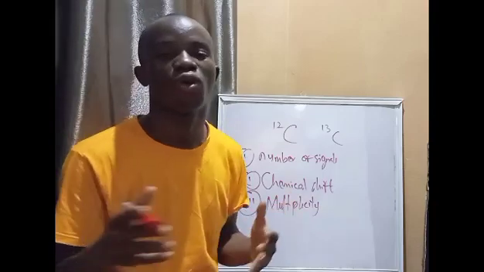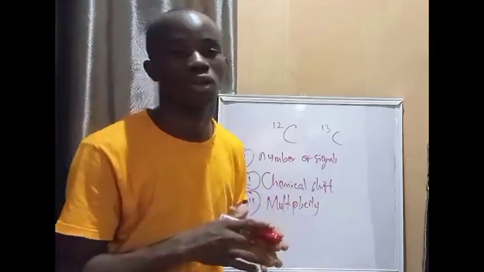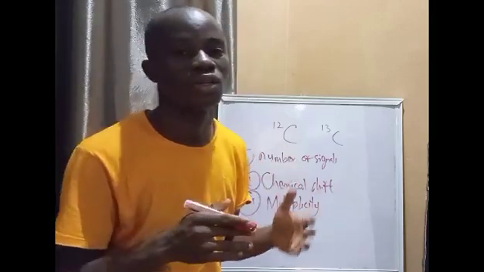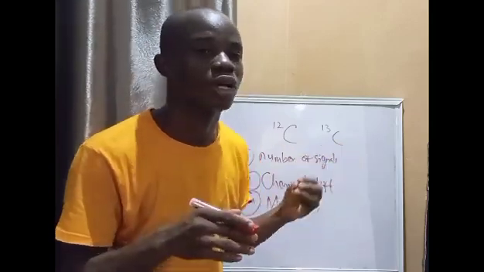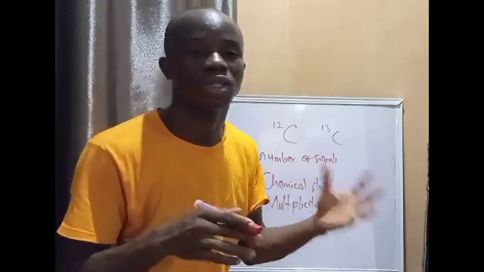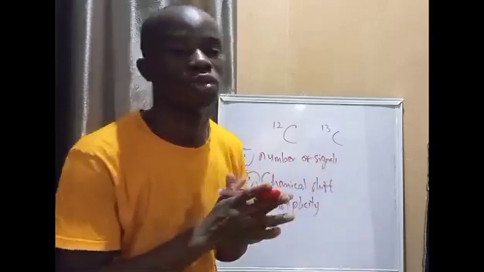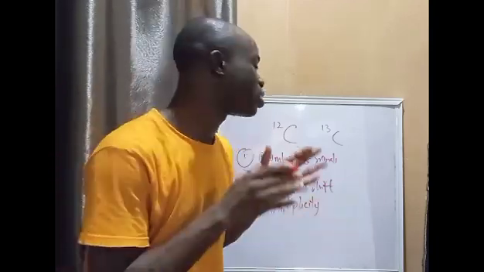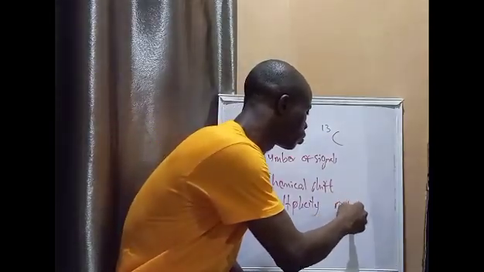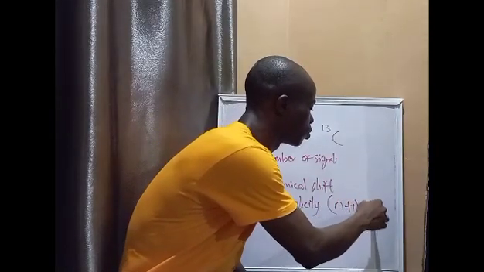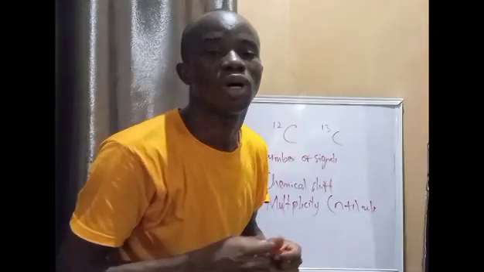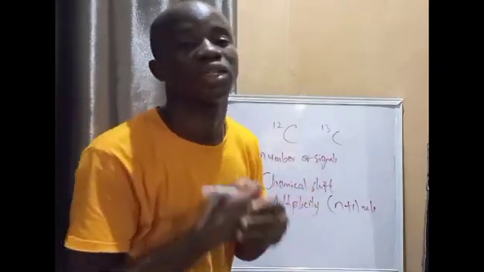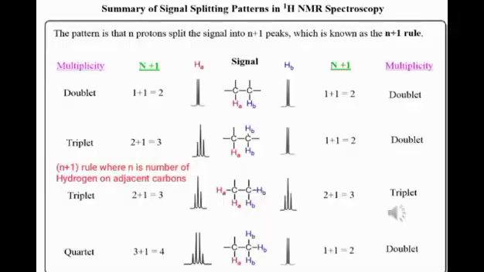which implies that if I have 4 hydrogens on the surrounding carbon atom, the multiplicity of that signal will be 5. If I have 3 hydrogens on the adjacent carbon around a signal, that means the multiplicity will be 4. So multiplicity follows the n plus 1 rule, where n is the number of hydrogens on the adjacent carbon to the carbon carrying the hydrogens that are responsible for a particular signal.